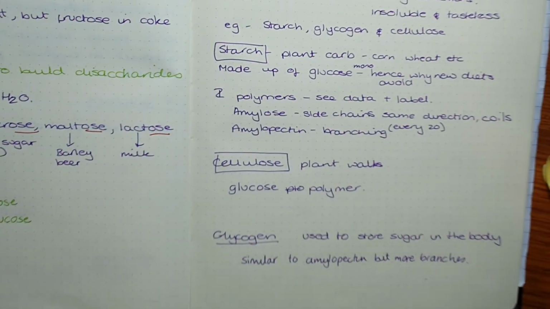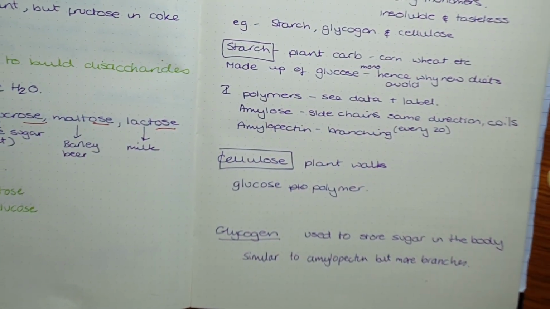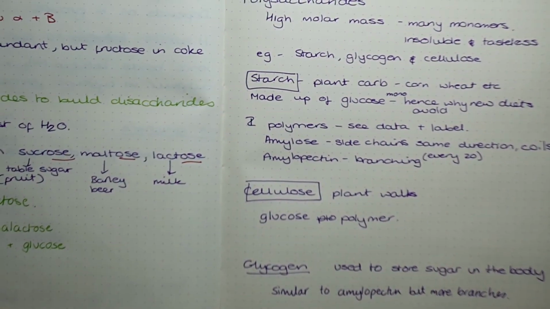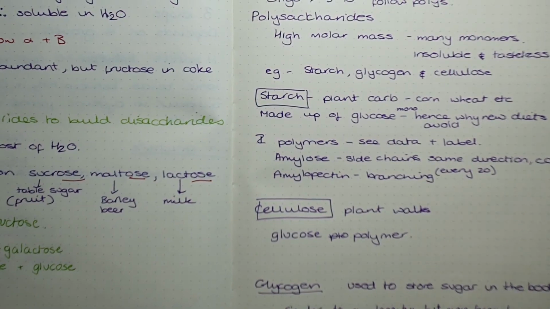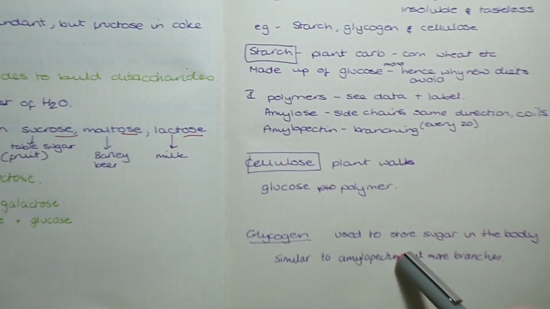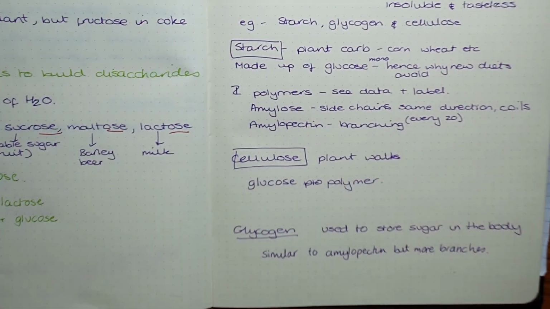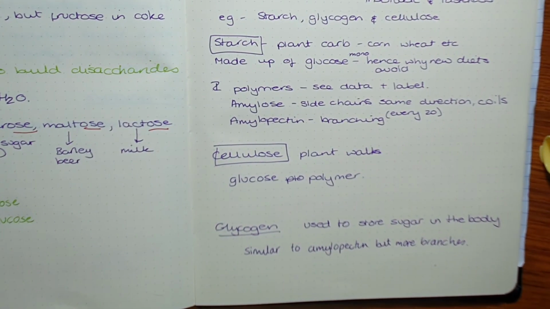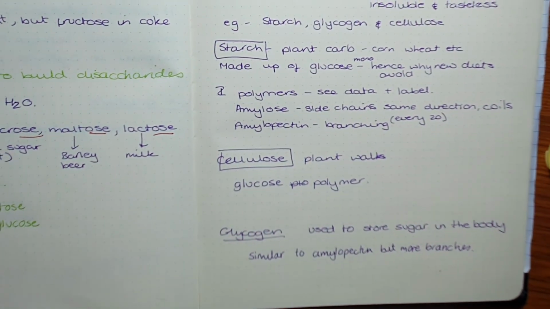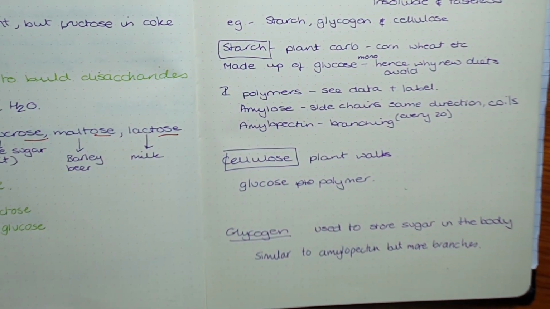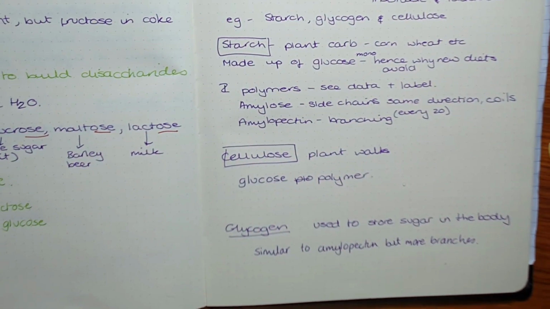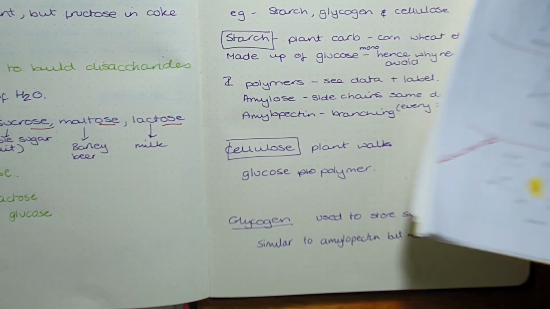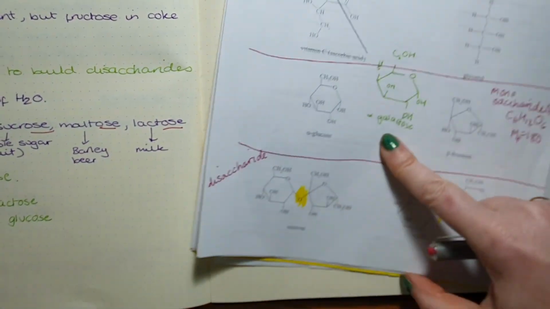is our glycogen. So glycogen is similar to amylopectin, but has more branches. So it has about twice as many branches. Every 10 we have this branch happening, and it is used in the body to store sugar. So that's our overview. Really quick and so simple, but really quick. So we have monomers. The monomers are given to you that you need to know, apart from this one.